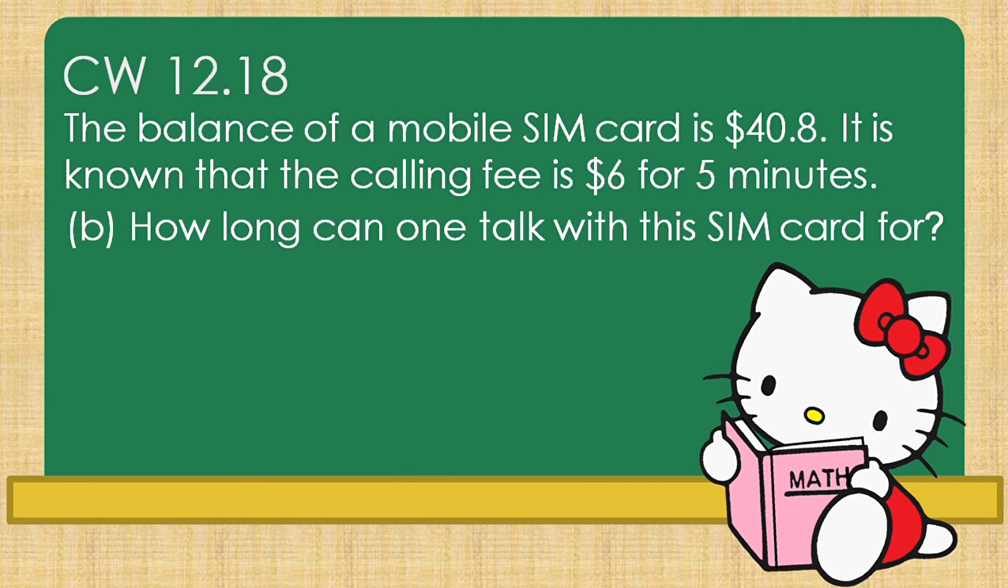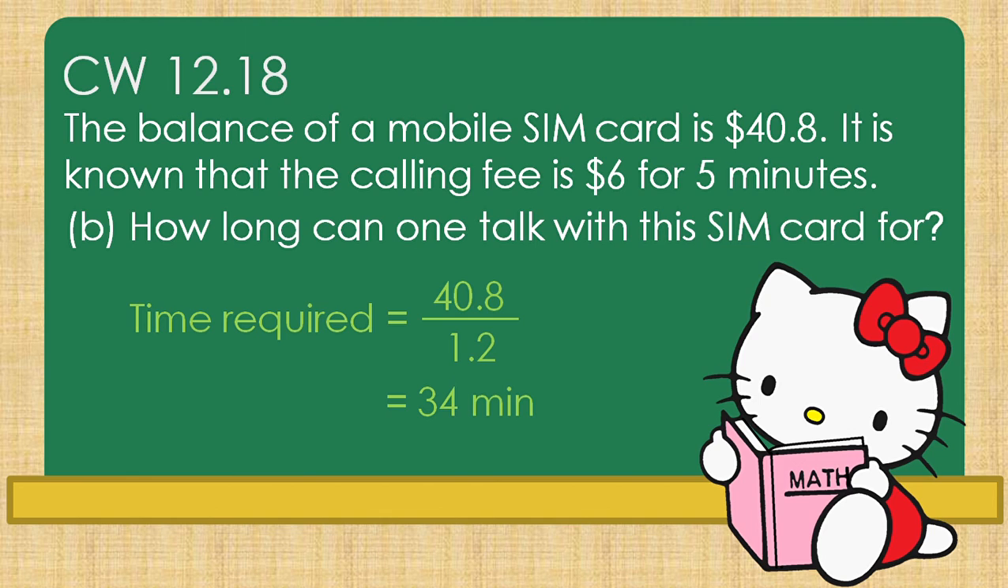Well, how about the time duration for one talk with the SIM card? And I know that from part A, we have the rate already. So what we get is $40.8 over the rate. In order to find out the time, should be 34 minutes.